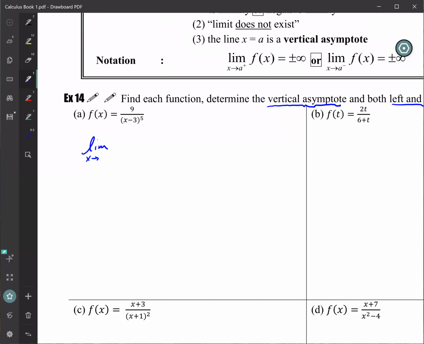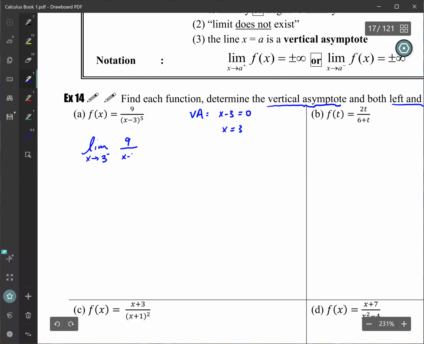Okay, we'll write it on the side first. Vertical asymptote is when x minus 3 equals 0, which is x equals 3. So 3 is where the graph has something special happen. When we take the limit, we take x approaching 3 and see what happens on either side of 3. So let's say I do x approaching 3 from the left side of 9 over (x minus 3) to the 5.